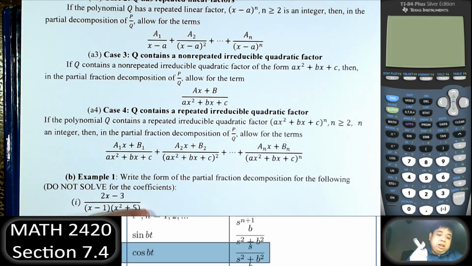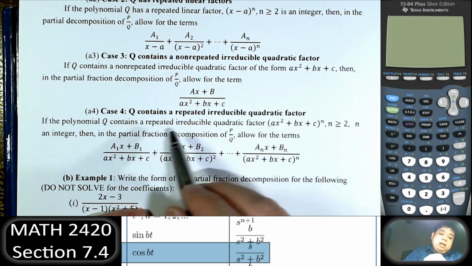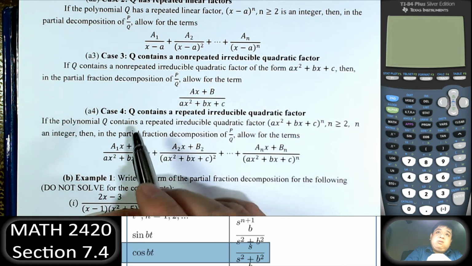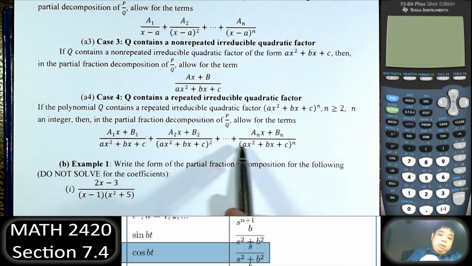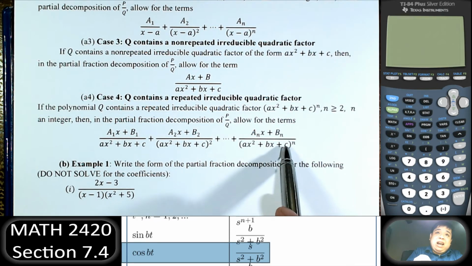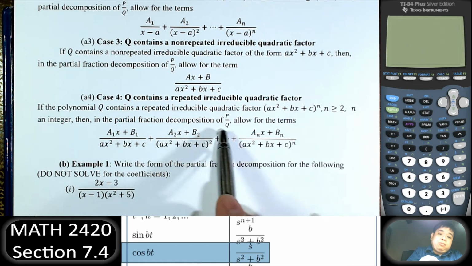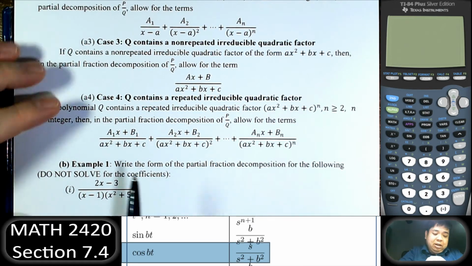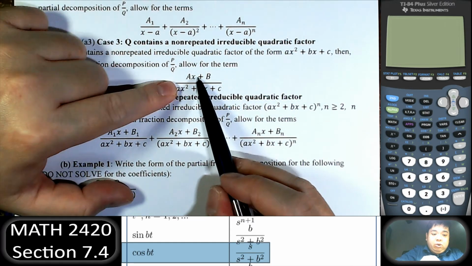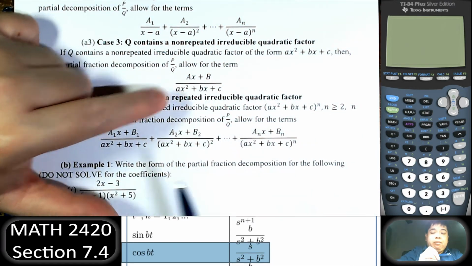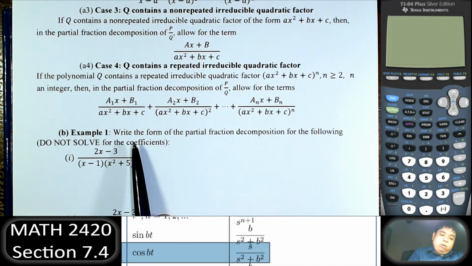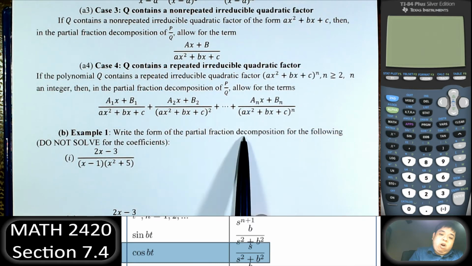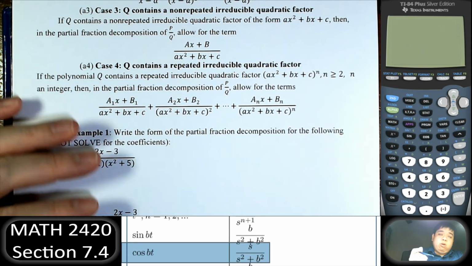For a quadratic, the top is a linear function. If we have repeating quadratic factors, we repeat them up to the multiplicity n, and on the top we place the linear function. Remember, the degree on top is always less than the degree at the bottom. Right, so now let's look at this example. Write out the form of the partial fraction. Do not solve for the coefficients.